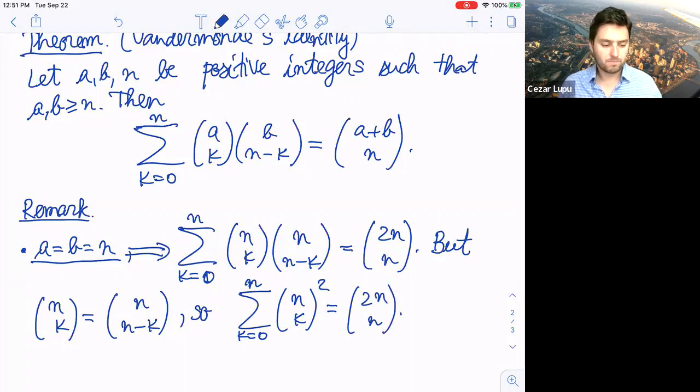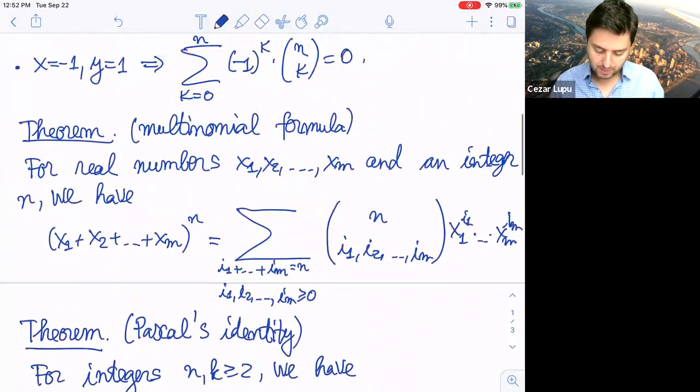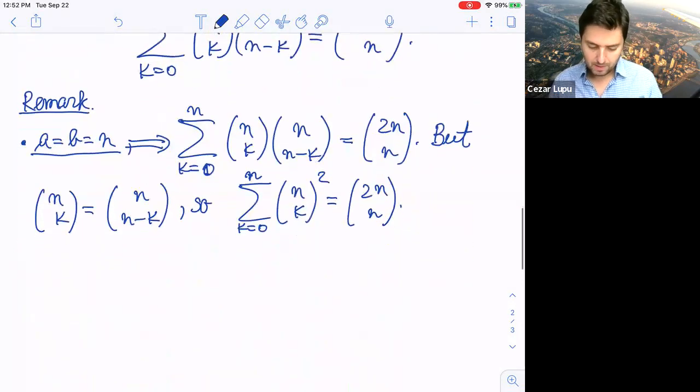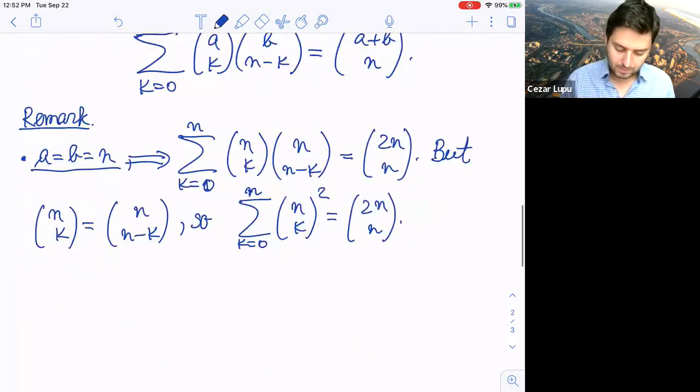All right, so these are the identities. Well, these are just a couple of them. In fact, let me see if I forgot to mention some of them. Well, let me see. So Pascal's identity. Actually, there are some others. Let's see some other identities.